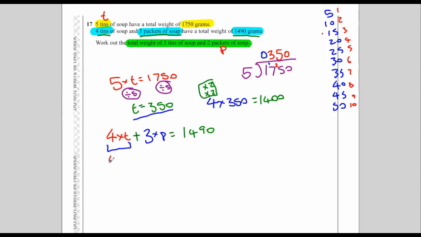1,400 plus 3p, 3 lots of p, equals 1,490. Now let's take off the 1,400 from both sides. That's gone from here now, so you've just got 3p left, and take it off from here, 90 left. We want p on its own.